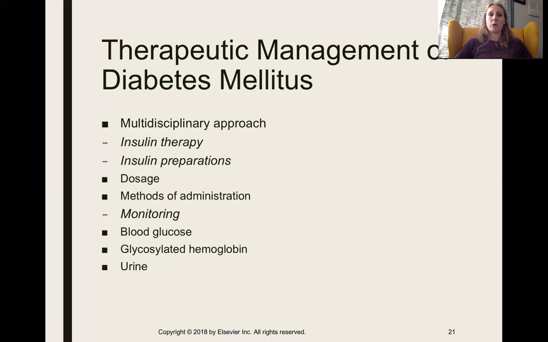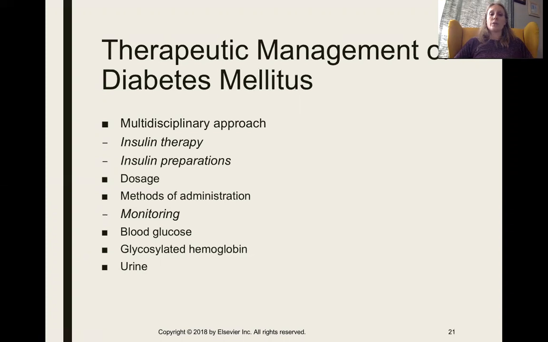Box 47.14 gives you some great information on the various types of insulin. You don't necessarily need to know that for my tests. However, it's very important to have a good understanding of the different insulins and the rapid acting versus intermediate versus long acting insulins, and when you would give each, and how they are administered.